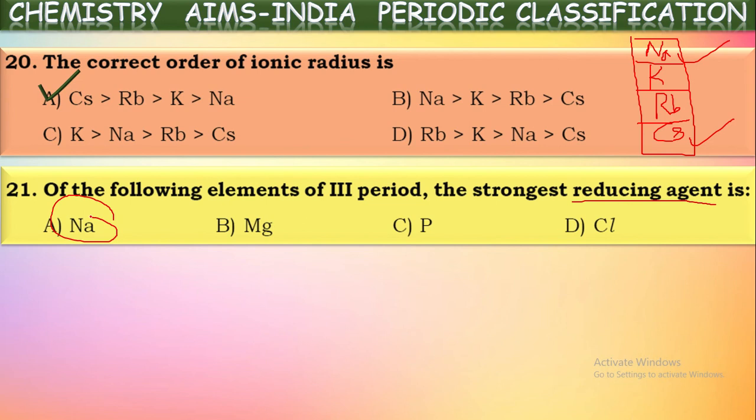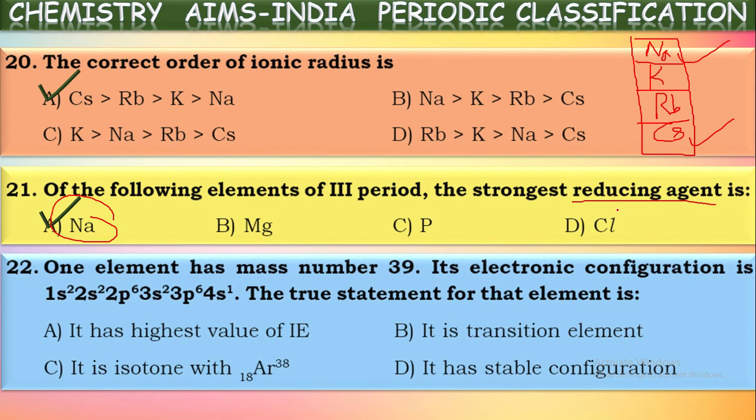These all belong to the same period. In a period from left to right, size decreases. So the left side one is having greater size. Sodium will be having greater size among these all. So if it is having greater size, it can lose electrons easily and hence it will be a strong reducing agent. That is sodium. In the opposite way, chlorine will be a strong oxidizing agent because it can attract the electrons very easily towards it and it can help in the oxidation of other elements. So chlorine can be told a good oxidizing agent, whereas sodium is a good reducing agent.